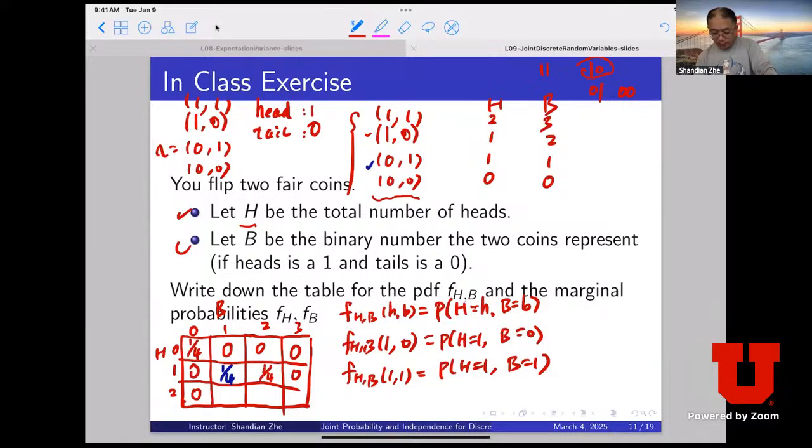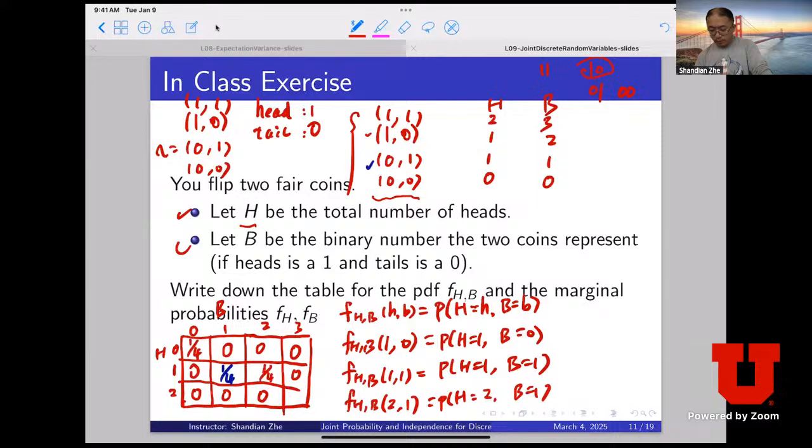So how about H is 2 and B is 1? Do we have any outcome that gives H as 2 and B as 1? No, right? So this will be 0. And how about H is 2 and B is 2? It's not possible, right? H is 2 means that you got 2 heads. As long as you got 2 heads, B must be 3. So this part is 0.